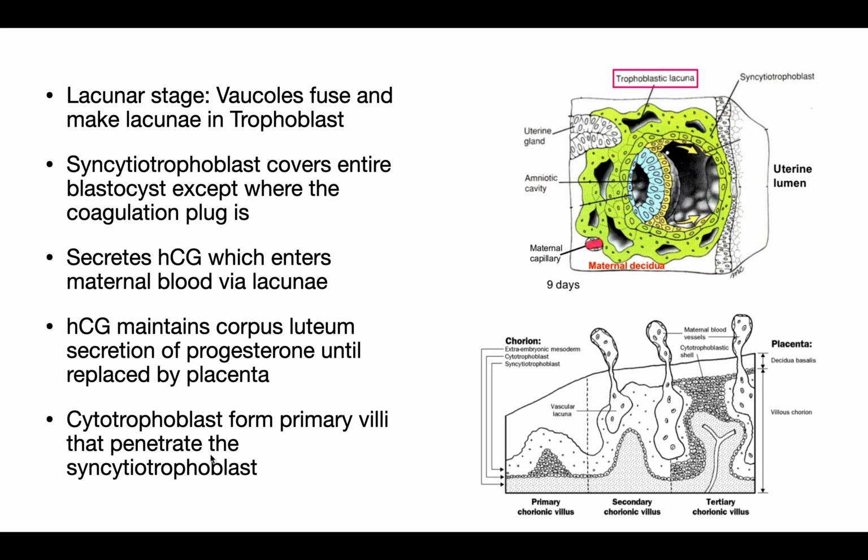The cytotrophoblast will form the primary villi that will penetrate the syncytiotrophoblast, and that's how they migrate. Here's the primary villus, and then it goes deeper into the secondary chorionic villus, and then it starts branching into the tertiary villus, and from there the cells migrate into the syncytiotrophoblast.